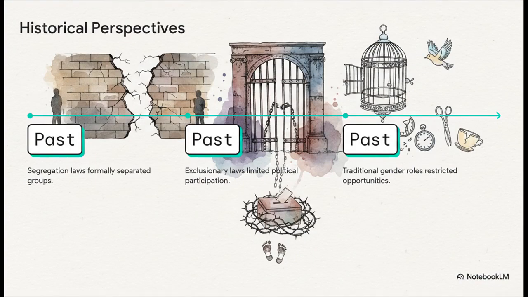If you look back, these structures were often incredibly obvious. I mean, think about segregation laws that literally created two different worlds within the same city, all based on race. Or exclusionary laws that simply denied entire groups the right to vote, effectively silencing their voice in politics. Even the rigid, traditional gender roles that severely limited what was possible for half the population. These weren't just social norms. These were systemic rules that were baked right into the architecture of society.